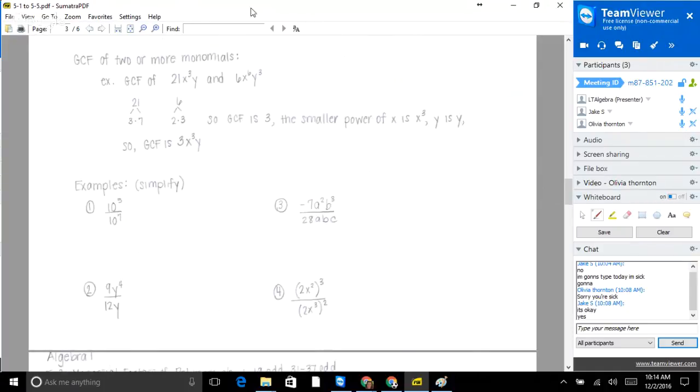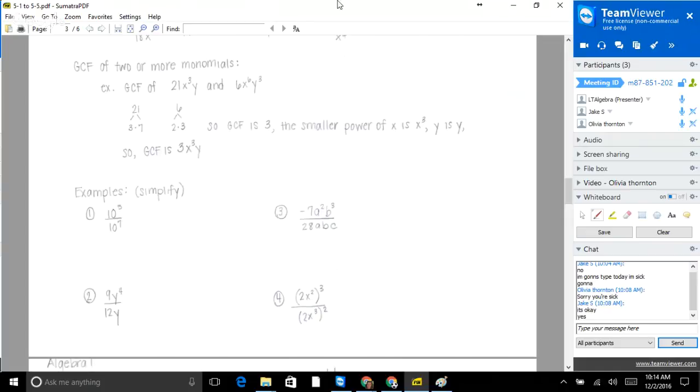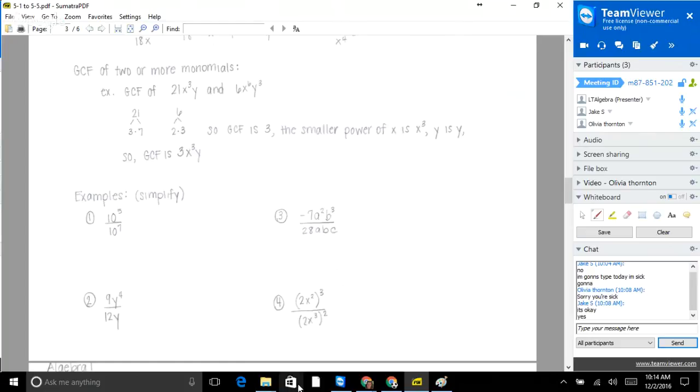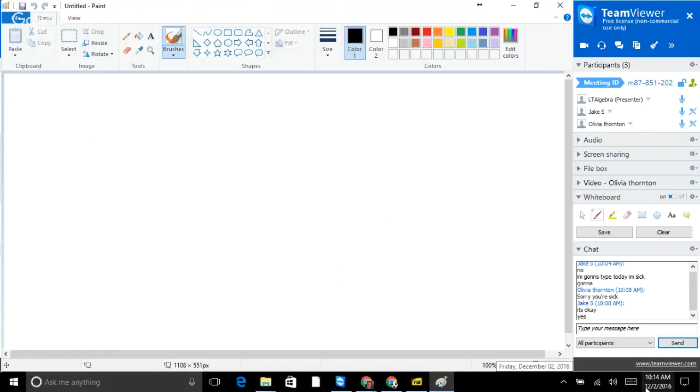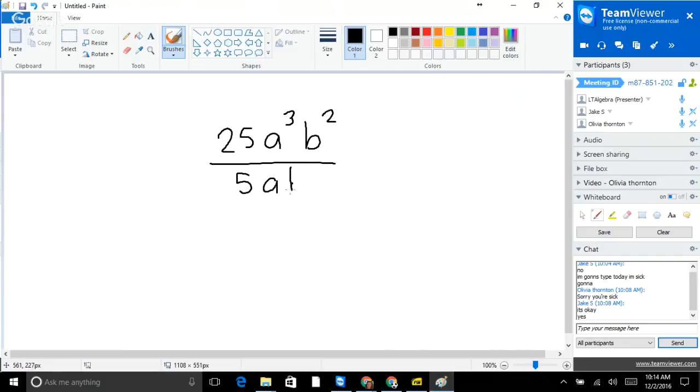So just quick review. If I have, won't you let me write on here? It just doesn't want to let me write on the screen today. Usually I can use a whiteboard. If I have, for example, 25a cubed b squared divided by 5ab cubed c. And I asked you to simplify that.